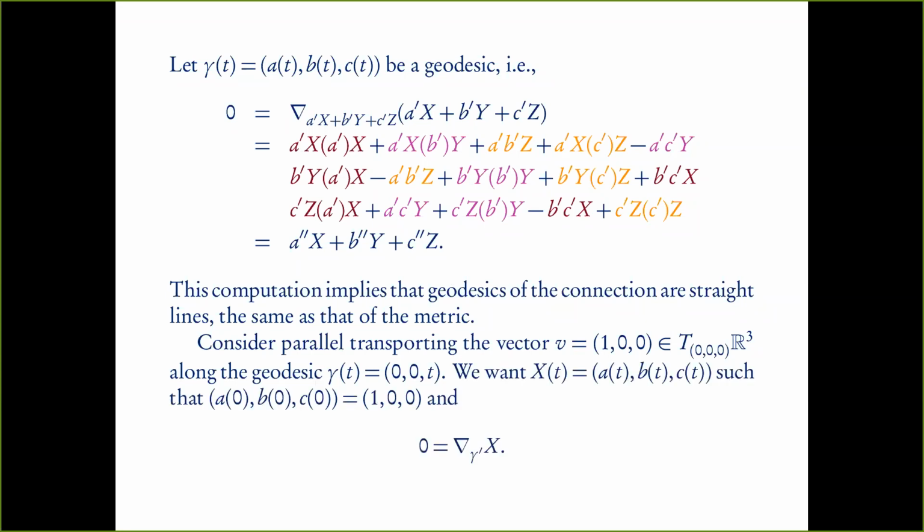So what are we solving? We are solving for a vector field X(t), which I'll write in 3 coordinates as (a(t), b(t), c(t)), such that at time 0, this is the vector (1, 0, 0). And otherwise, X(t) is a tangent vector at gamma(t), and it satisfies the parallel transport equation that the covariant derivative of X along gamma prime should be 0. So this is an equation we can write down and solve.